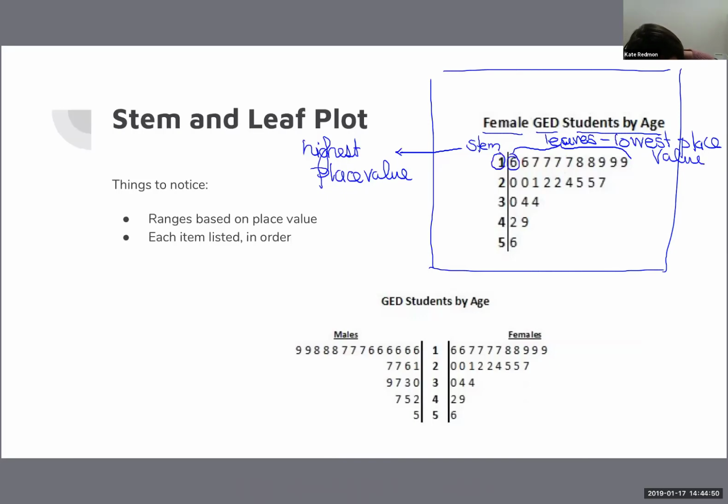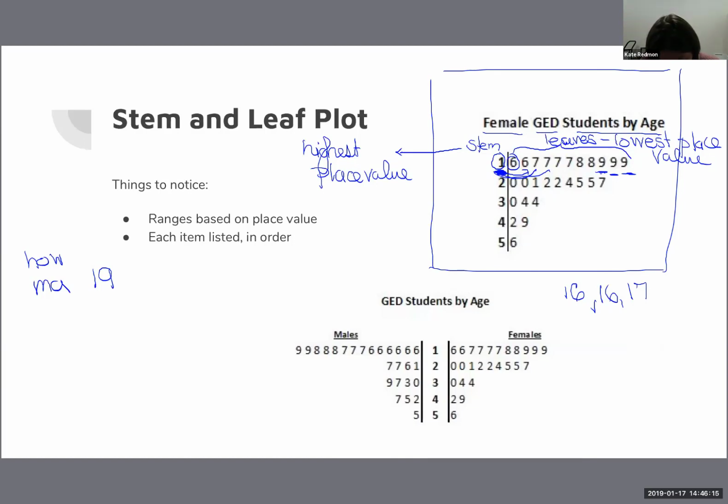Like this one and this 6 represents a 16-year-old. And then there's another 16-year-old, that one and that 6. And then a 17-year-old and another 17-year-old, and so on. I'll ask you a question. How many 19-year-old females are there in my GED class? 3, exactly. I'm talking 19, so I want the 10s row, and then there's a 19, 2 19s, and 3 19s. Wonderful. This would not be a 19, that's a 49.